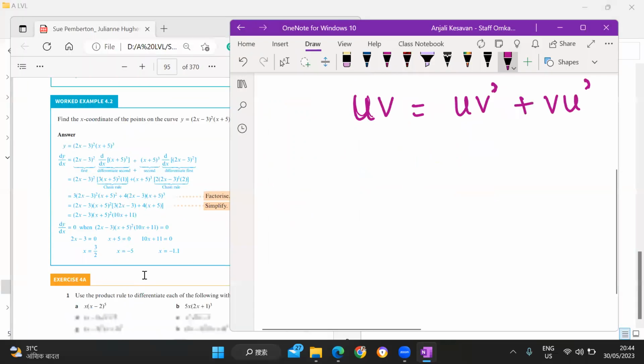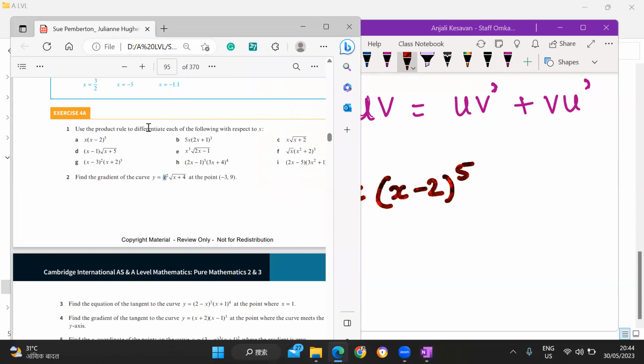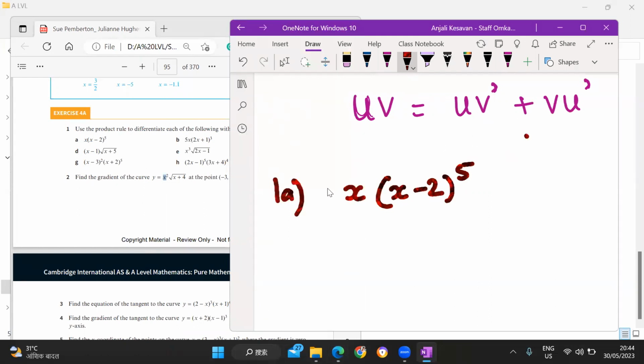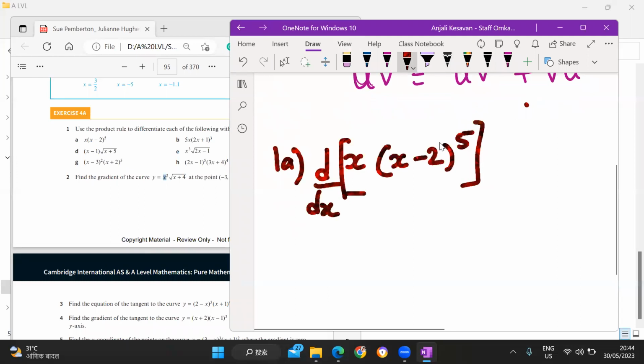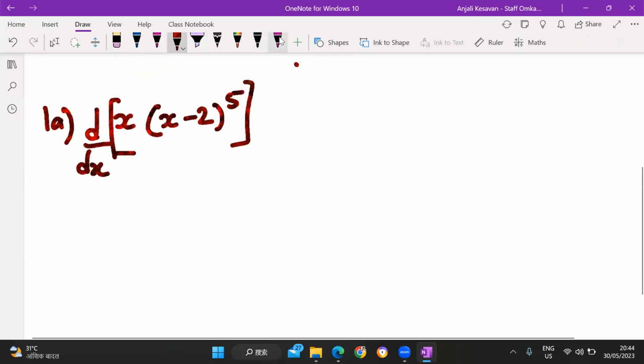The first question that we have in exercise 4a is x times (x minus 2) the whole raised to 5. You see, this question says use the product rule to differentiate each of the following with respect to x. That means you are differentiating it with respect to x. Do you understand this part very well? Now, how do you differentiate this? First of all, you identify them as u and v.